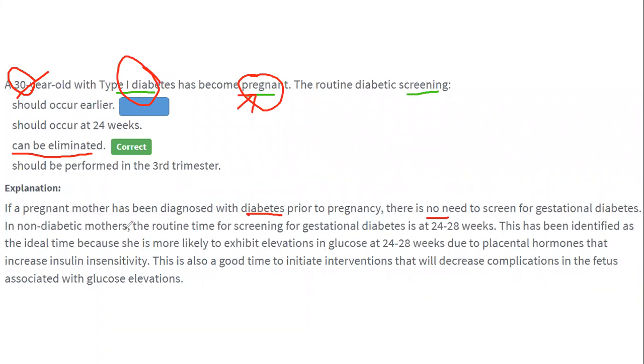In a non-diabetic mother, the routine time for screening for gestational diabetes is at 24 to 28 weeks. This has been identified as the ideal time because she is more likely to exhibit elevations in glucose at 24 to 28 weeks due to placental hormones that increase insulin insensitivity. And this is also a good time to initiate the intervention that will decrease the complications in the fetus associated with glucose elevation.